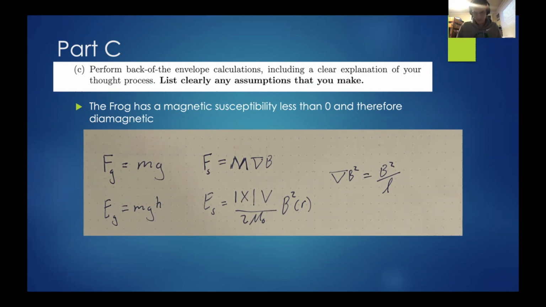So there's a couple things here. We know that the force due to gravity is equal to mass times the acceleration due to gravity, otherwise known as g. We have the force of a solenoid, which is given by the magnetization times the gradient of the B field created by the solenoid. Then we have the energy of the gravity and the energy produced by the magnetization from the solenoid. And we're also given, from the potentially useful information, that the gradient of the B field squared is equal to B squared over L.